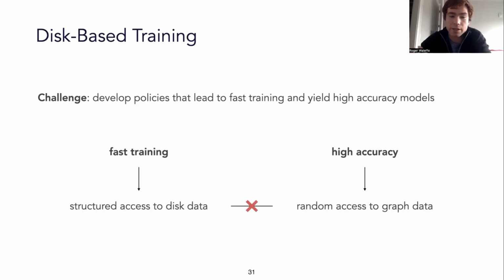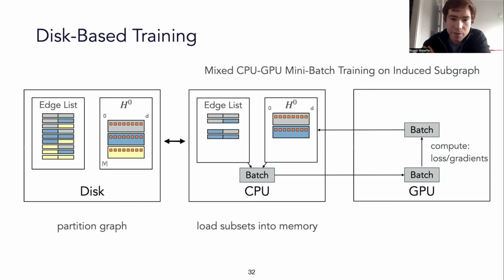And the real challenge here is that these goals impose different constraints. Fast training implicitly implies structured sequential access to the data on disk, while high accuracy training requires mimicking learning with the full graph in memory, where mini batches and multi-hop neighborhoods are randomly sampled from the full graph. Okay, so how can we try to tackle this challenge?